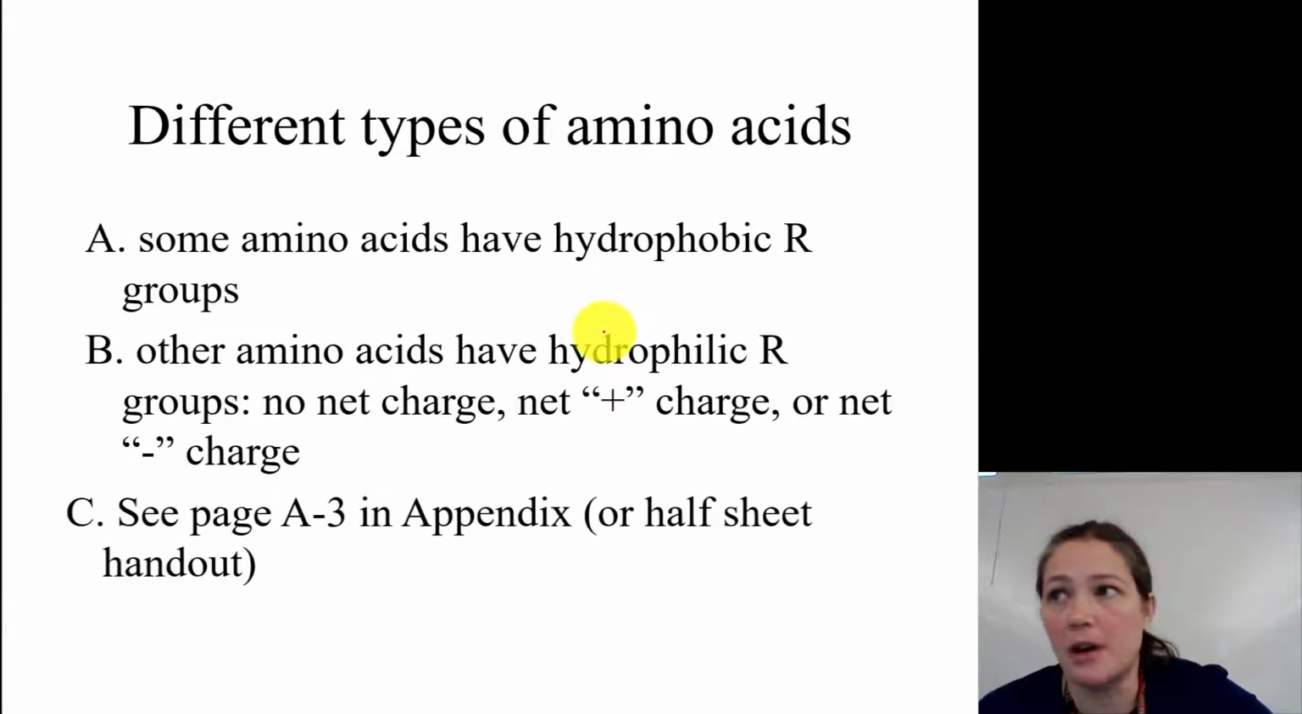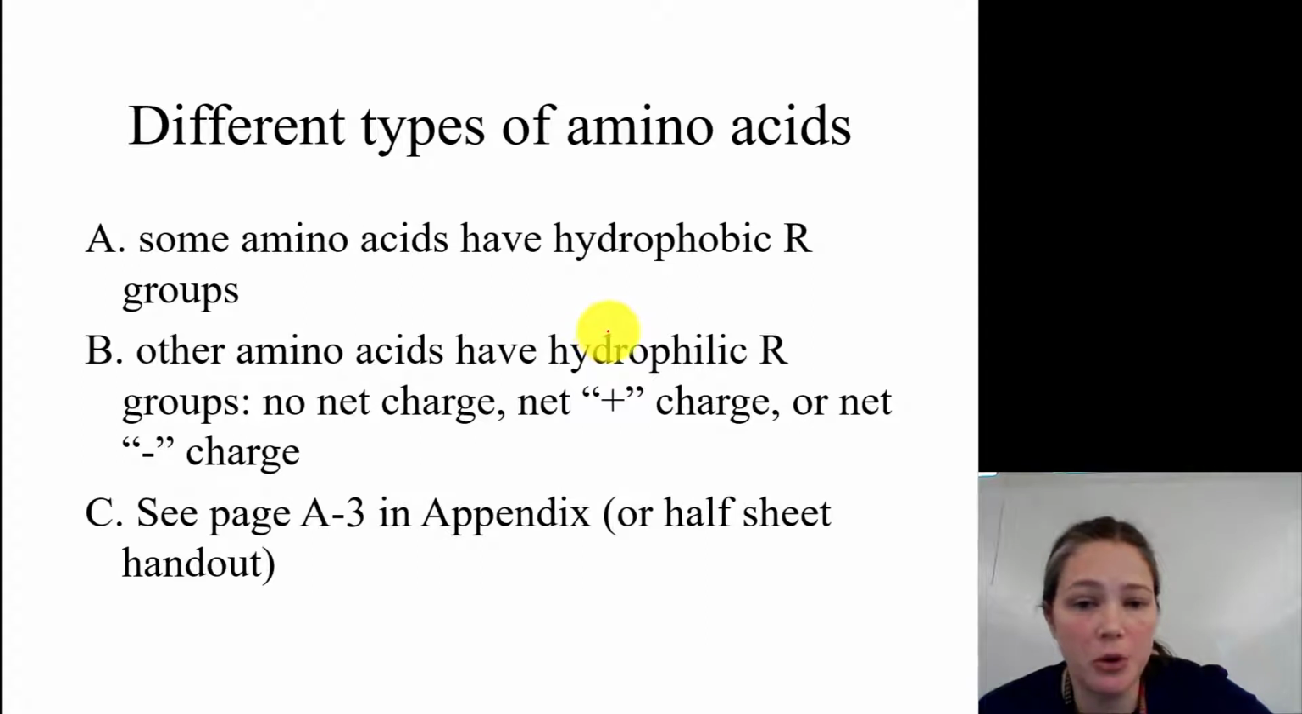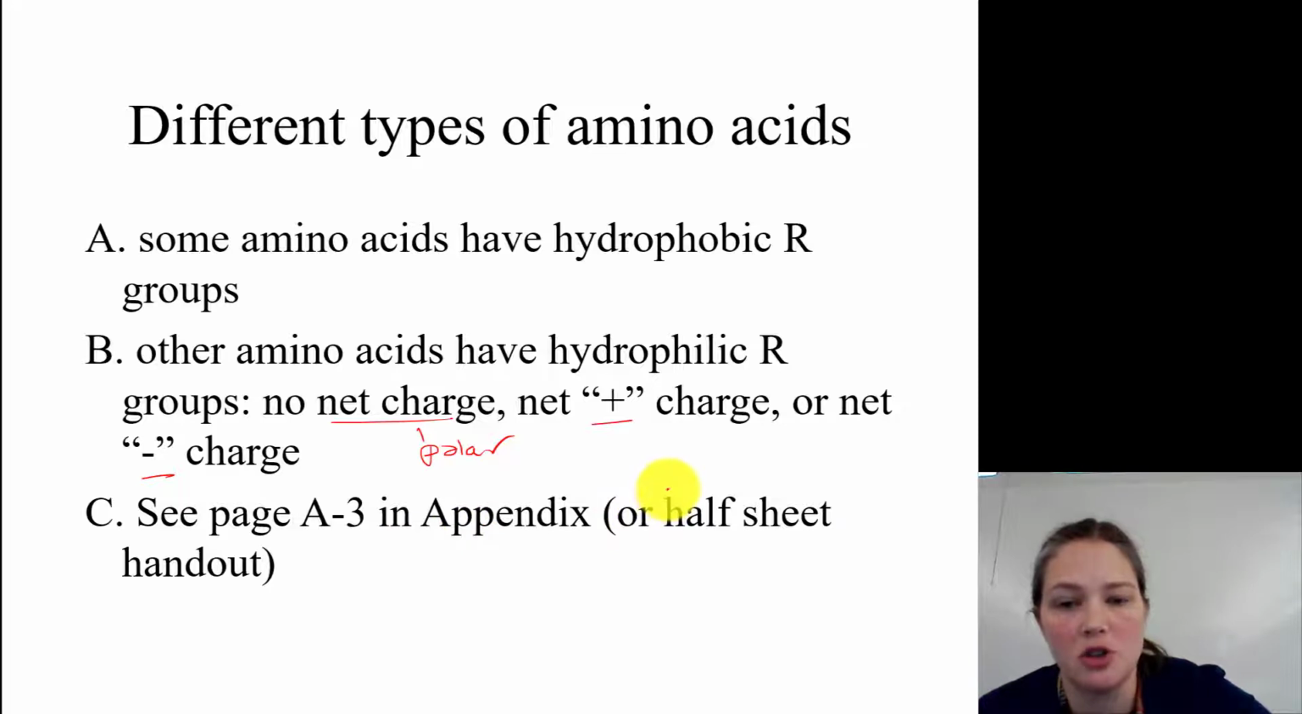Some amino acids have hydrophobic groups, some have hydrophilic groups. The hydrophilic ones, sometimes they have no net charge, they're just polar. Sometimes they actually have a positive charge, sometimes they have a negative charge. But different amino acids have different properties. You can look this up in Google. In your textbook, there's a nice chart.